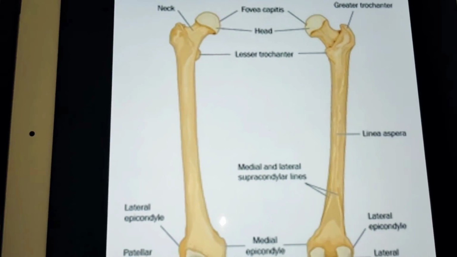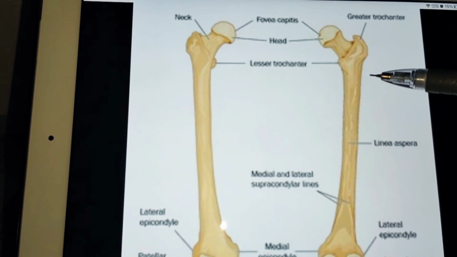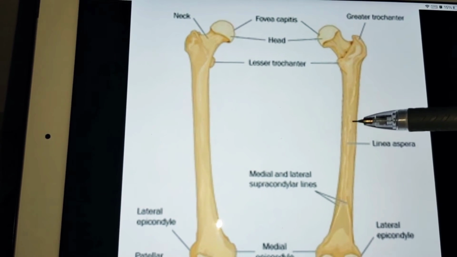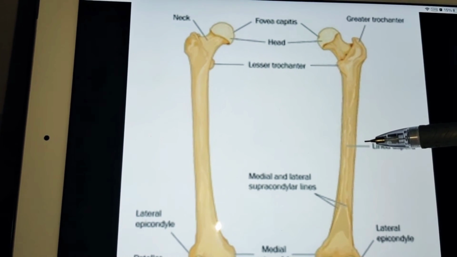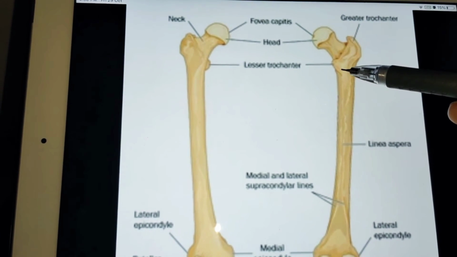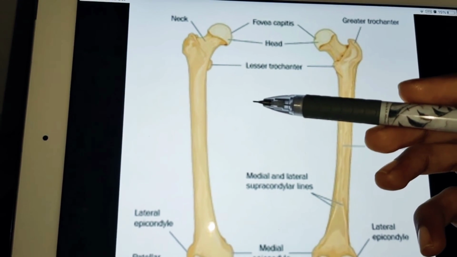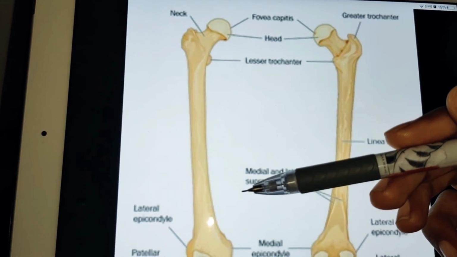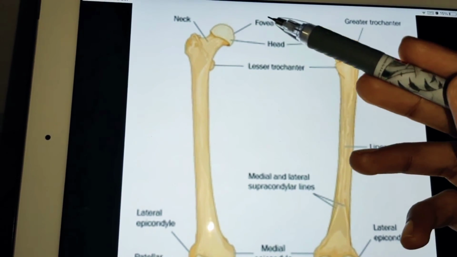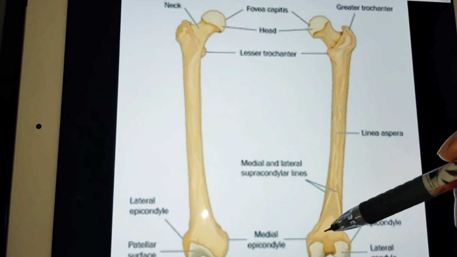Now it's time to talk about the shaft. The shaft is more or less cylindrical and it is narrowest in the middle. This middle part is narrowest and it is more expanded inferiorly than superiorly. It is convex forwards and directed obliquely downwards and medially, because the upper ends of the two femora are separated by the width of the pelvis and the lower ends are close together.